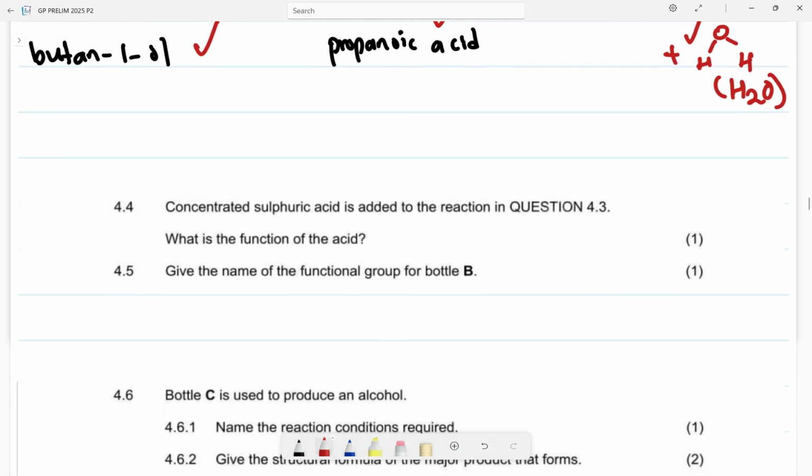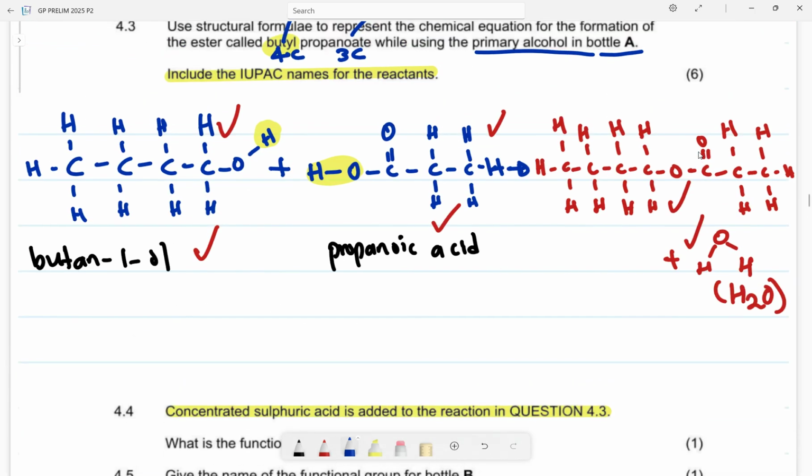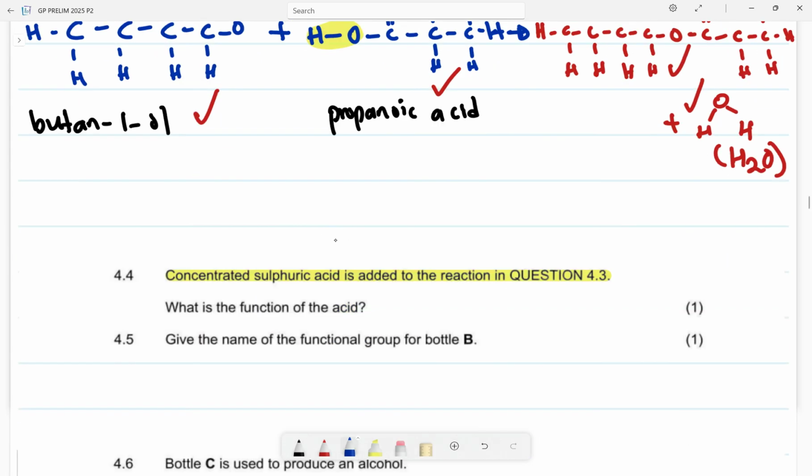Let's go to 4.4. Concentrated sulfuric acid is added to the reaction in 4.3. Okay, concentrated sulfuric acid. What is the function of a catalyst, guys, especially in this reaction? Remember, this is esterification. The reaction conditions for esterification are concentrated sulfuric acid as well as heat. The concentrated sulfuric acid is going to act as a catalyst. Again, what is its function? To act as a catalyst, or you can just say it's going to increase the reaction rate.